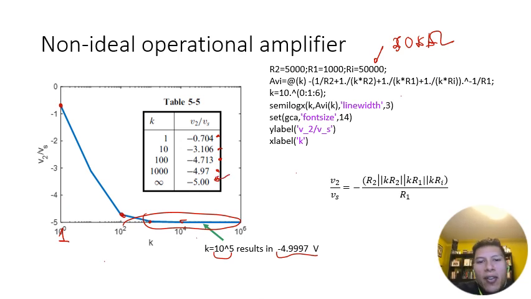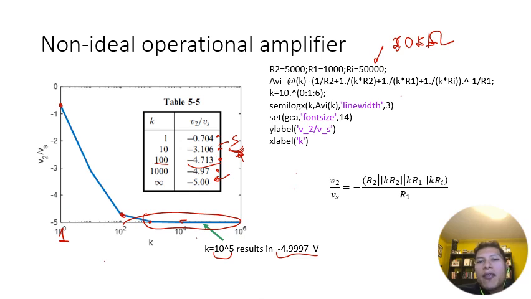In general, here our gain was 5. As long as K is much greater than our actual gain, which in this case is 5, so let's say 100, 10 times bigger, you're already getting pretty close. Or 20 times bigger, you're already getting pretty close.